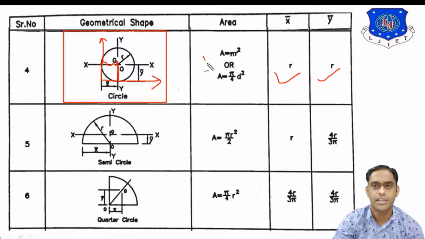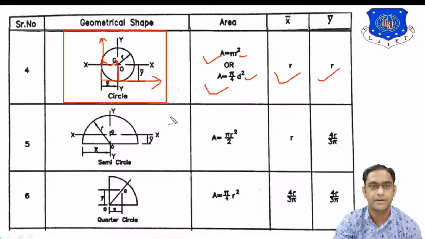So now, area of the circle is equal to pi r square. That is already available in your 10th standard. Okay, you can see in other words, area is equal to pi by 4 d square. In this, r is equal to radius, in this, d is equal to diameter. Now, concentrate on the next figure.